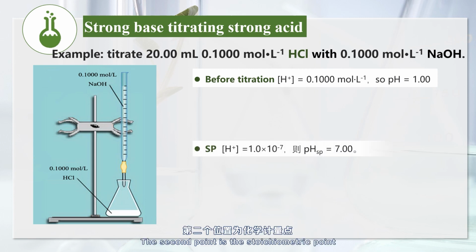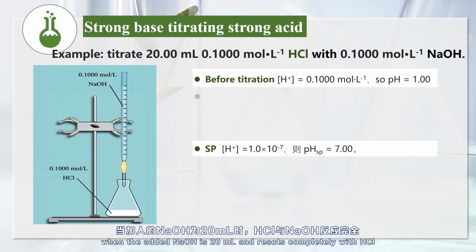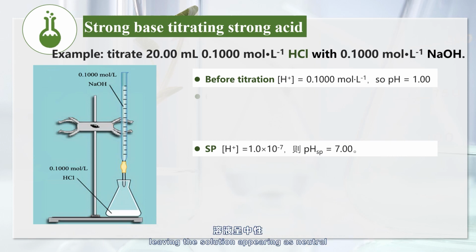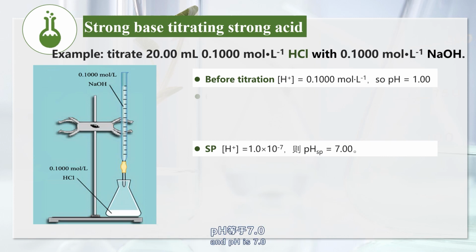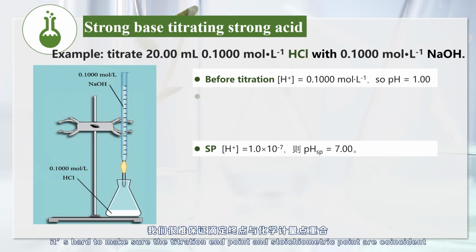The second point is the stoichiometric point, when the added sodium hydroxide is 20 ml and reacts completely with hydrochloric acid, leaving the solution neutral. Hydrogen in the system derives from water itself, that is, 1 times 10 to the minus 7th power mol per liter, and pH is 7.